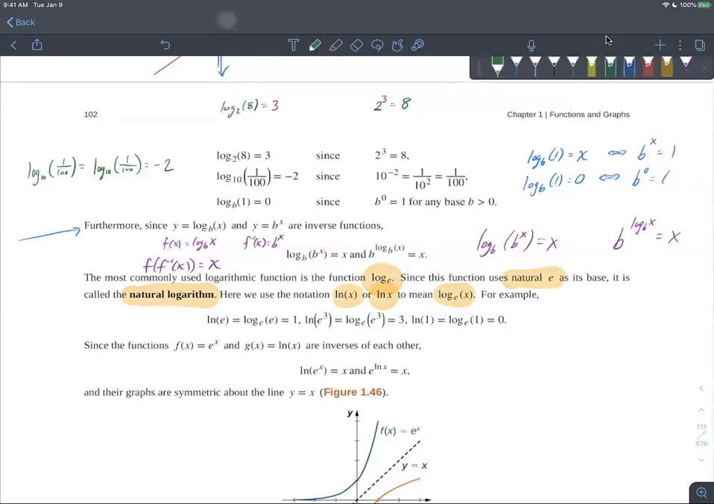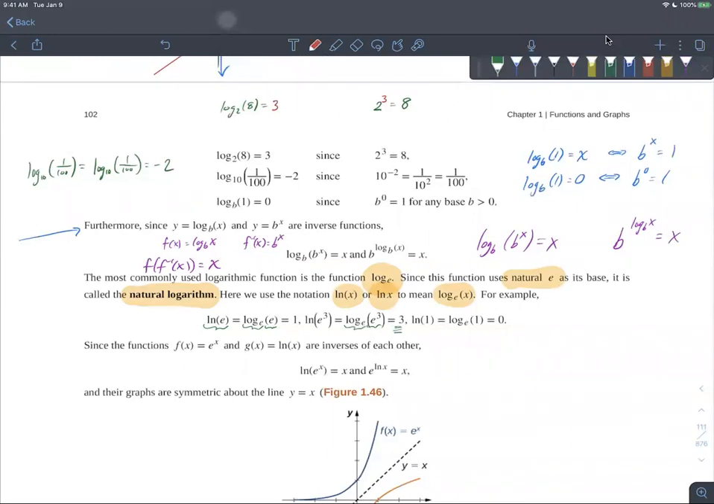So for example, the natural log of e is really the log base e of e, but we said that those are inverse functions, and so they essentially cancel out and you get 1. Similarly, the natural log of e to the third, that's the log base e of e to the third, and according to what we said earlier here in green up above, this should just be equal to the exponent, which is 3, and that's what we get. Okay.